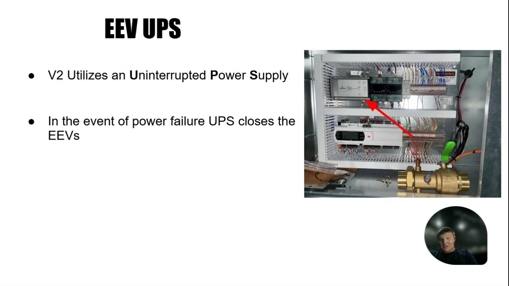So version 2 uses an uninterruptible power supply to close down the EEV in the event of power failure. Version 1 and version 3 and on went away from this, and you use liquid line solenoids to prevent flood back in the event of a power failure.